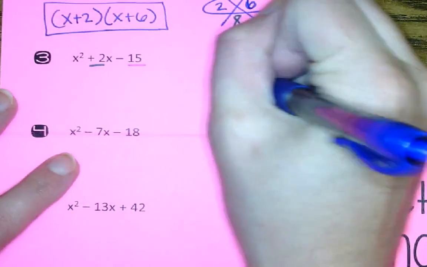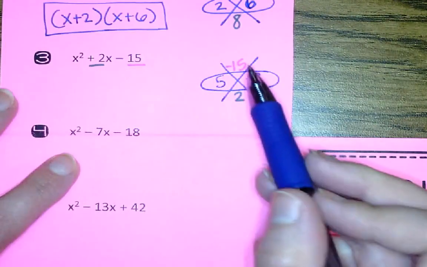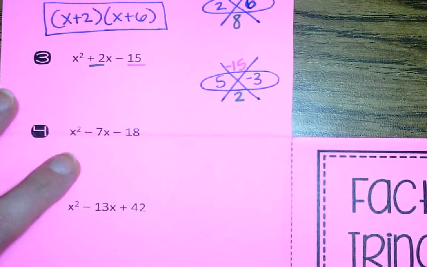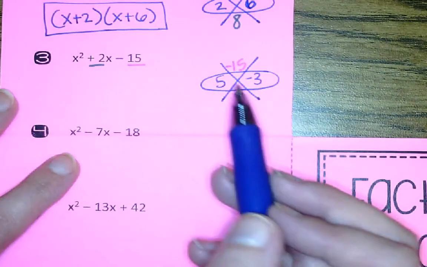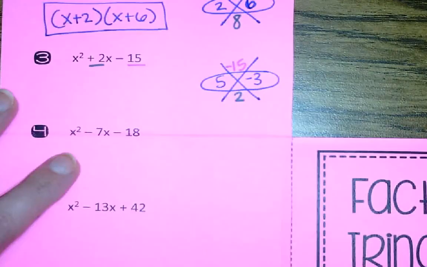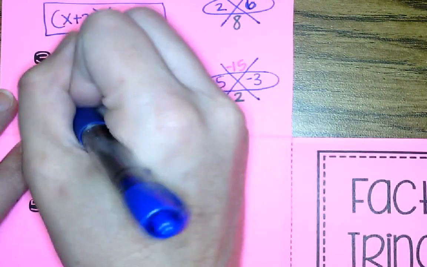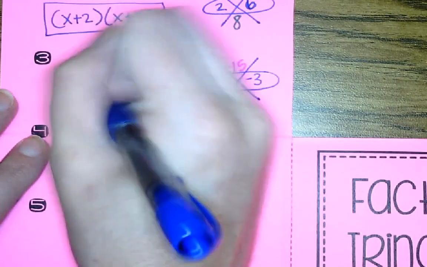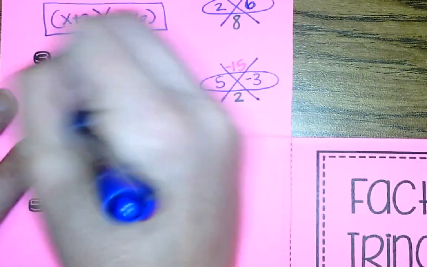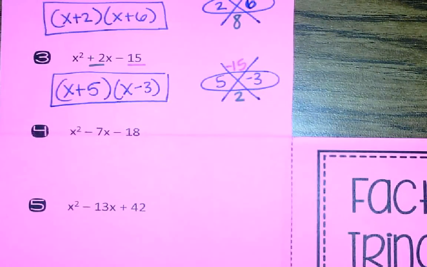5 and negative 3. Very good, because negative 15 is negative. One of our numbers had to be negative. And so 5 times negative 3 gives us that negative 15, but 5 plus negative 3 gives us the positive 2. So that right here gives us x plus 5 times x minus 3. Do y'all feel good about this so far? And like I said, you can always check your answers.